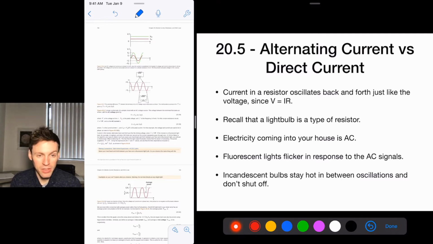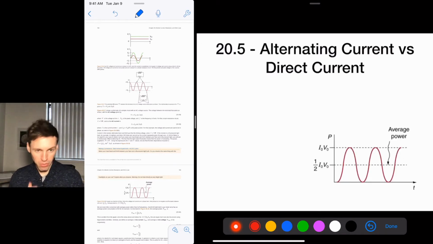Incandescent bulbs, like the old regular light bulbs, glass with the filament, even though the voltage goes on and off, they glow by heating up the filament. So the heat doesn't turn off and on once it gets hot. So an incandescent bulb just glows a constant amount. But a fluorescent light will flicker, and an LED will flicker.